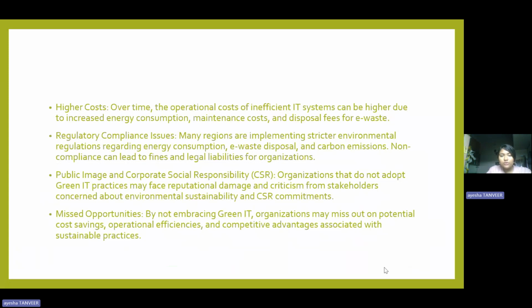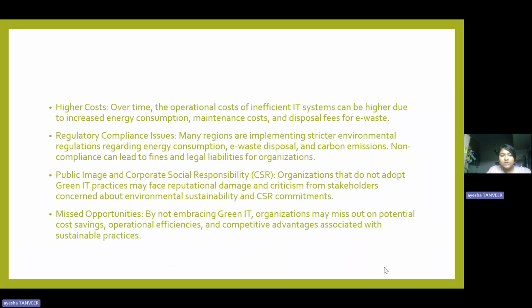Public image and corporate social responsibility (CSR). Organizations that do not adopt green IT practices may face reputational damage and criticism from stakeholders concerned about environmental sustainability and CSR commitments. Missed opportunities. By not embracing green IT, organizations may miss out on potential cost savings, operational efficiencies, and competitive advantages associated with sustainable practices.